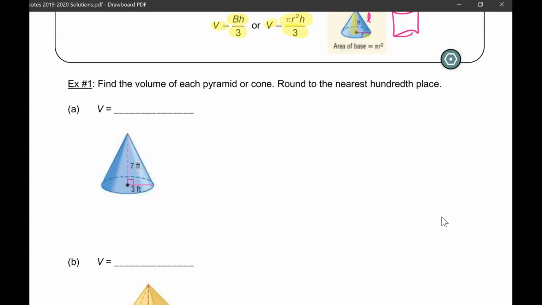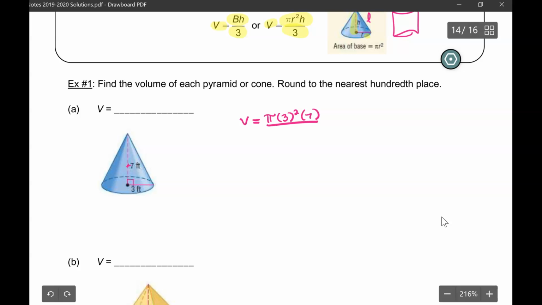Okay, let's find the volume. We'll round to the nearest hundredth. Here, the 7 feet is referring to the height, so I can just plug this in. The area of the base is pi r squared, so 3 squared, times the height. And then don't forget, we have to divide by 3 for the cone. If I were writing this in exact form, it would be 21 pi, but we're going to round to the 100th place, and I get 65.97. Again, we're still working with cubic units.